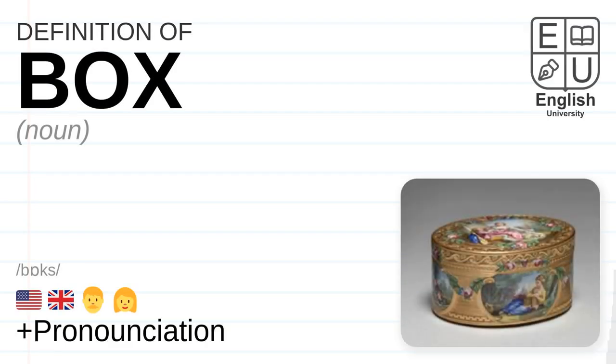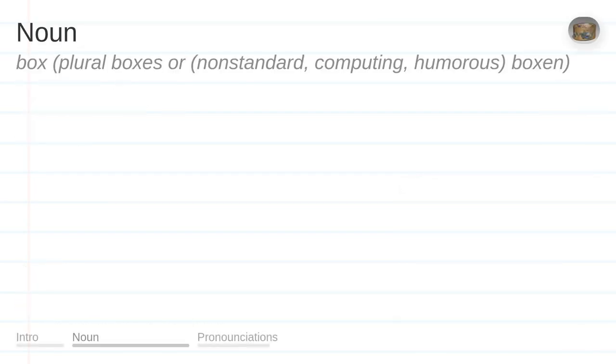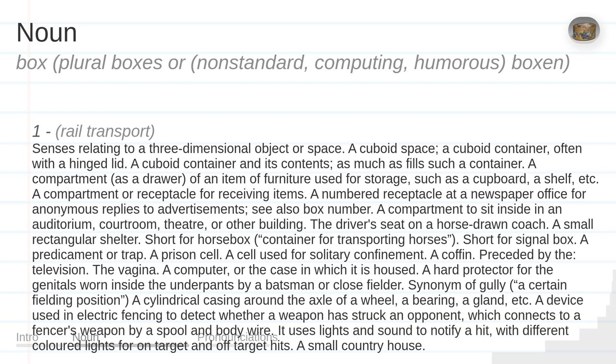Definition of the word "box." Noun. Senses relating to a three-dimensional object or space. A cuboid space. A cuboid container, often with a hinged lid. A cuboid container and its contents, as much as fills such a container.